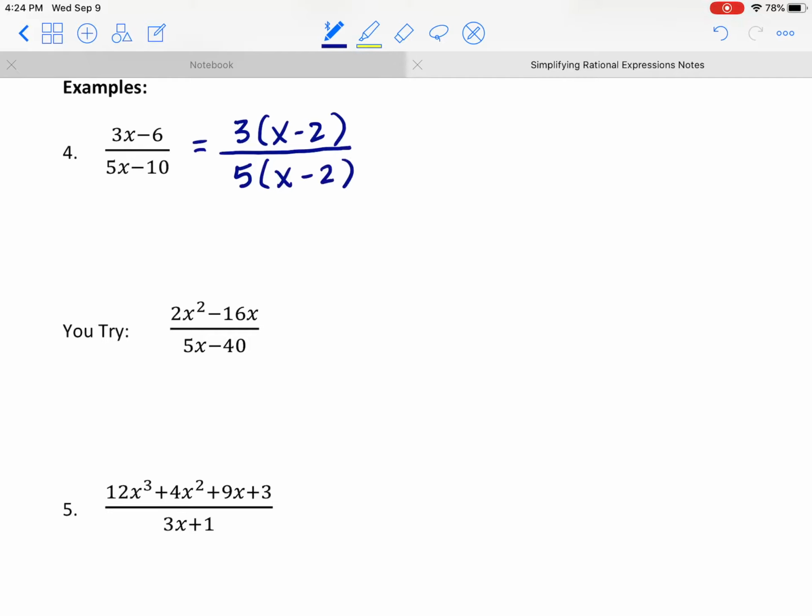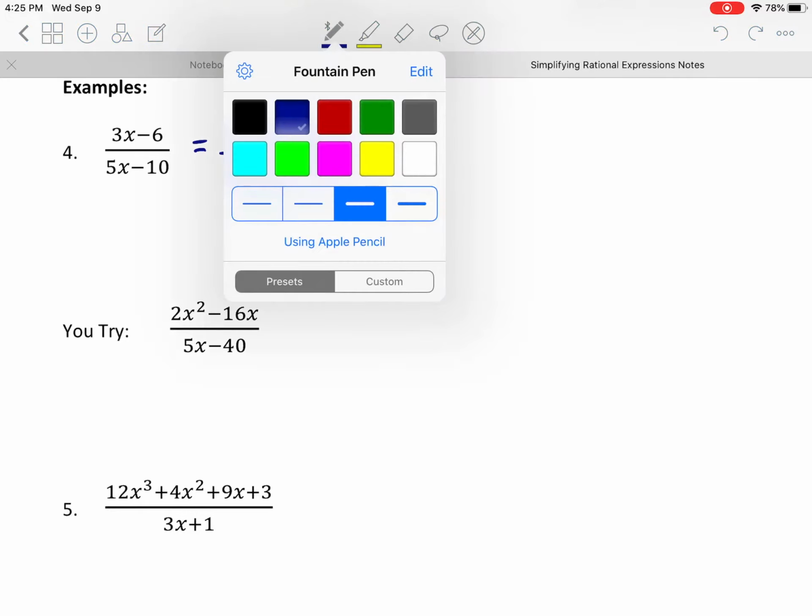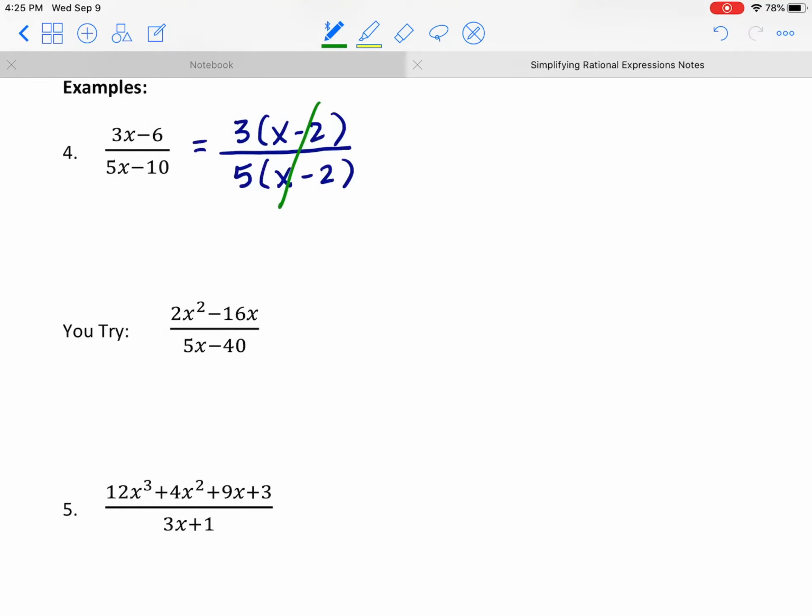And now, instead of 4 terms in my fraction, I've got 1 term on the top and 1 term on the bottom. And what do those 2 terms have in common? They've got an x minus 2. So now we can reduce out that x minus 2, and then we're good. The leftover 3 on top and 5 on bottom, that's our answer. So 3/5 is our simplified fraction.